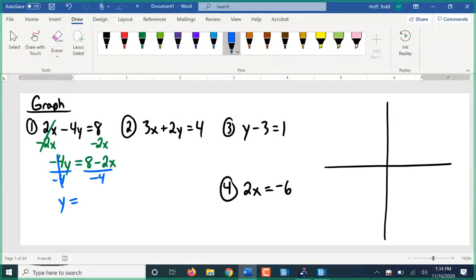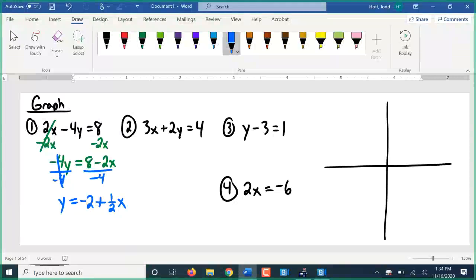On the right side, we have two pieces to divide. We have 8 divided by negative 4, which is just negative 2. We have negative 2x divided by negative 4. Well, negative divided by a negative is a positive. 2 divided by 4 is going to be 2 over 4, which will reduce to a 1/2. And then we have the x.